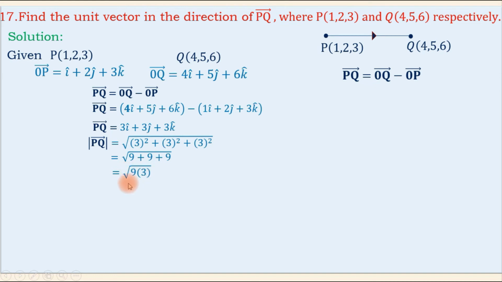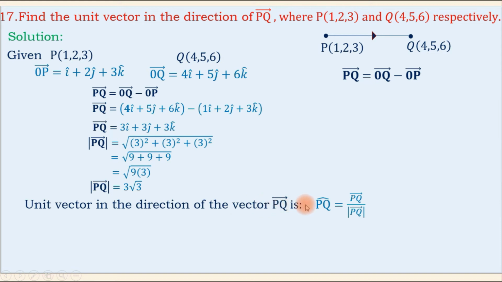Hence this can be written as 3 root 3. So magnitude of PQ vector equals 3 root 3. Now we are going to write the unit vector in the direction of PQ vector. So the unit vector in the direction of PQ vector is PQ cap equals PQ vector divided by magnitude of PQ vector, that is 3i cap plus 3j cap plus 3k cap divided by 3 root 3. So that becomes i cap plus j cap plus k cap divided by root 3.